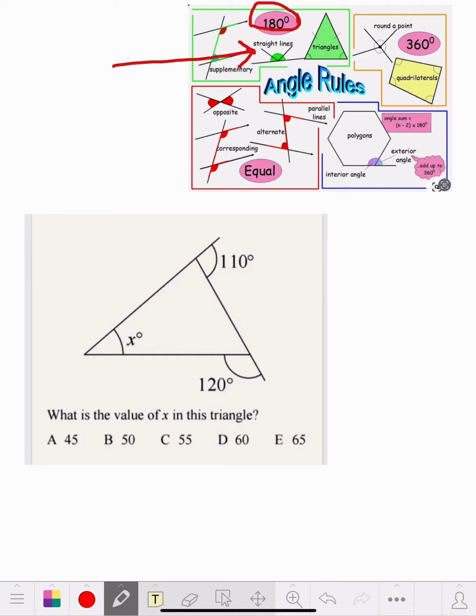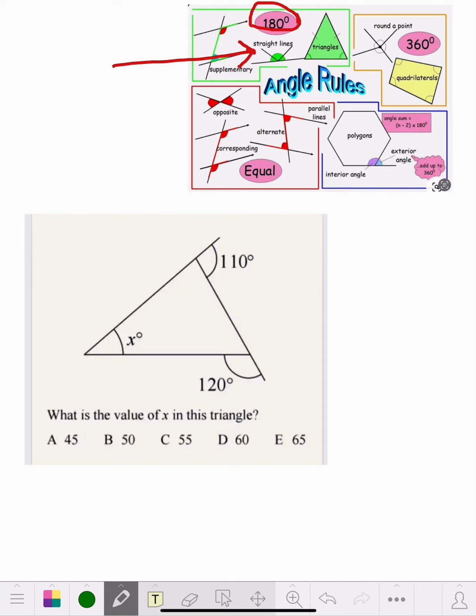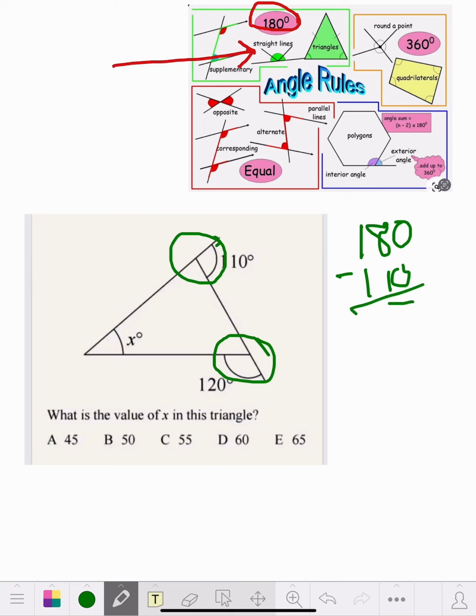180, okay? So that means this here, let's turn it to green, is 180 degrees, and this here is 180 degrees. Knowing that fact, we have 180 minus 110, which makes 70. So this angle in here is 70 degrees. Hey, that's easy.